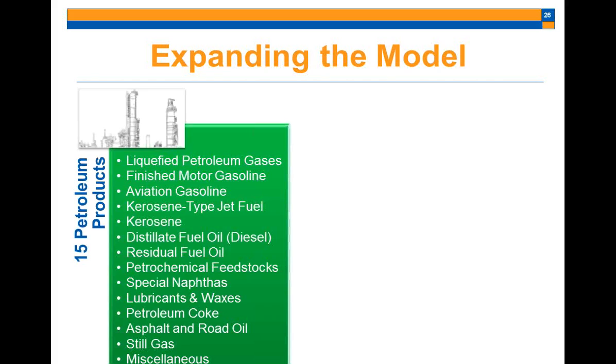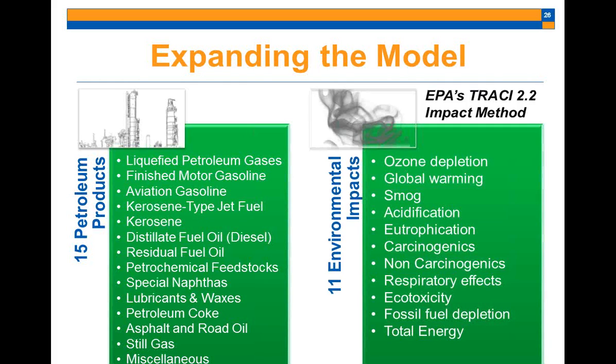So in expanding the model, there are about 15 different petroleum products that the Energy Information Administration keeps information on in their database. We've looked at just the asphalt and road oil category, but there are 15. As you can imagine, we can take the model that we have and expand it to all of these 15 products. A lot of the processes, the crude oil extraction and so on, are similar. We can also look at many different impacts here. 10 of these impacts are from the Environmental Protection Agency's TRACI impact method, and we also have total energy here as well.